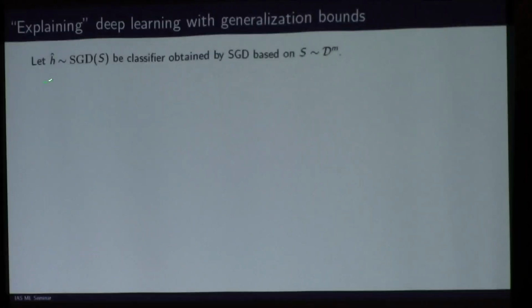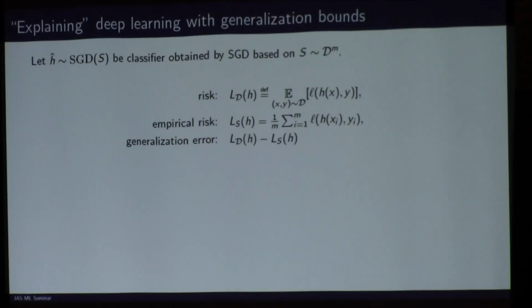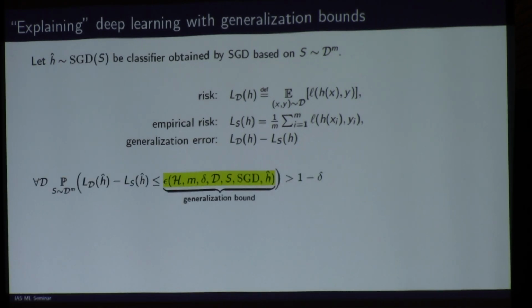All right. So let H be the class I learned by SGD running on my data set. We're interested in the distribution of the risk and the empirical risk simultaneously, or we might reduce this to the so-called generalization error, their difference. People study this in statistical learning theory by proving theorems of the form: no matter what the data distribution is, the difference between the risk and the empirical risk for this particular algorithm is bounded by some quantity.